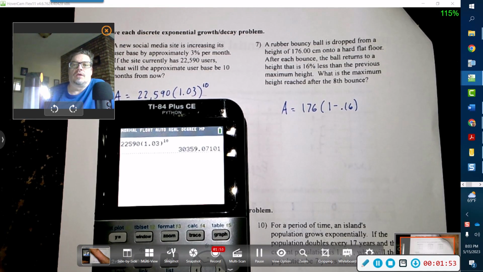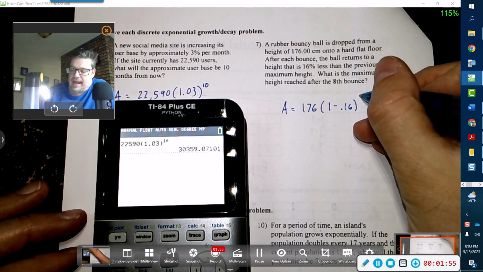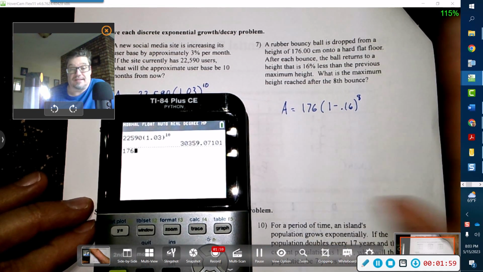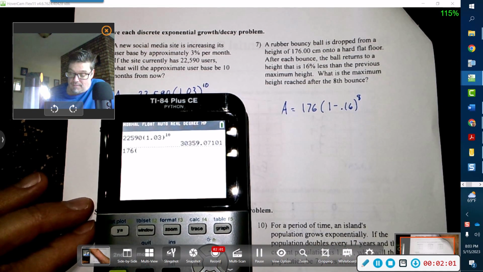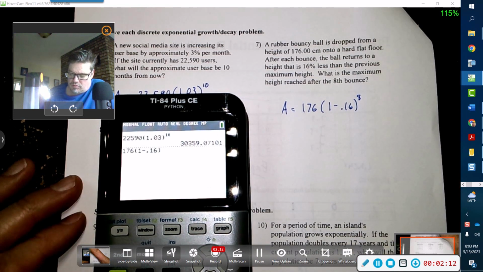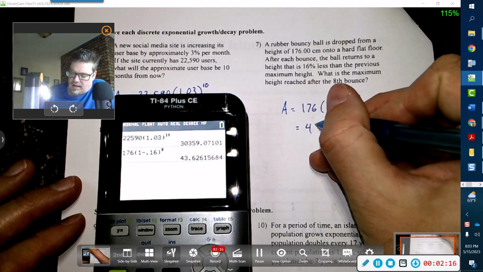Okay, so how tall is it going to be on the 8th bounce? I imagine not much, but let's see. Now this is in centimeters, so remember that you're carrying that with you. I'm going to put minus 0.16, or you could have just put 0.84, as long as the number is smaller than 1. That's how you know you're doing it right. 8 bounces, and it looks like it's at 43.